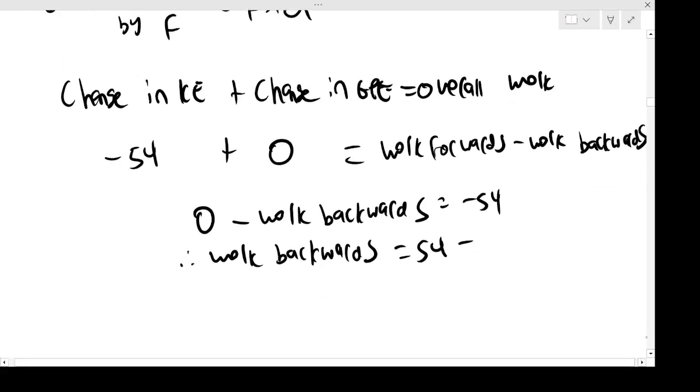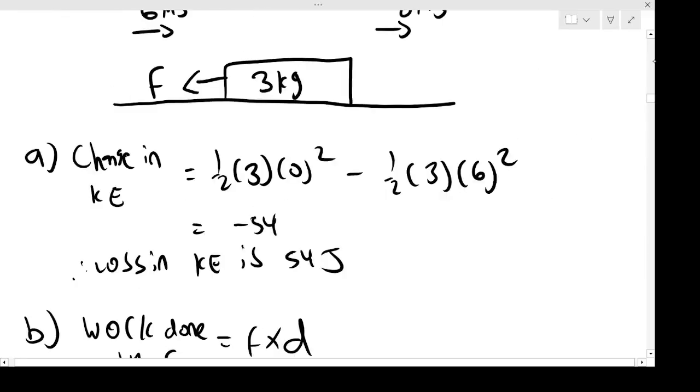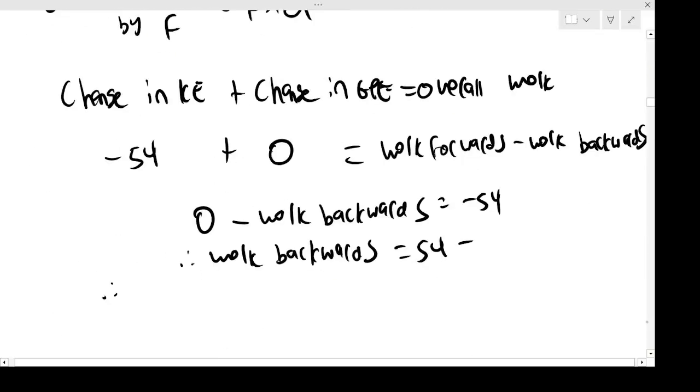And so because the backwards force is indeed the friction, the work done by friction is this backwards work. So work done by friction is 54 joules. And so there we are.